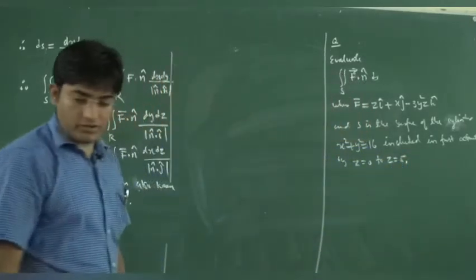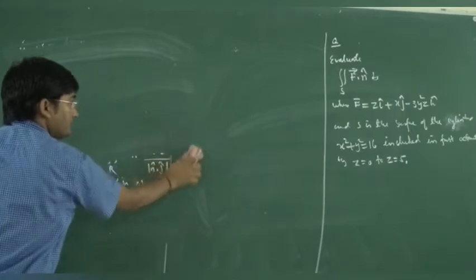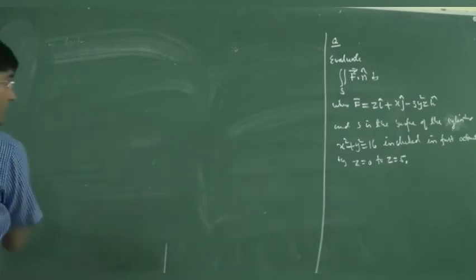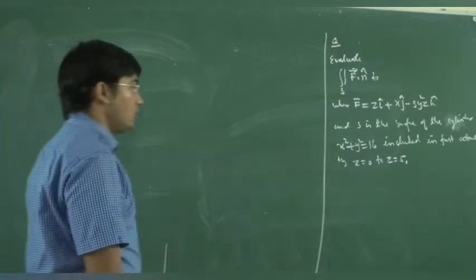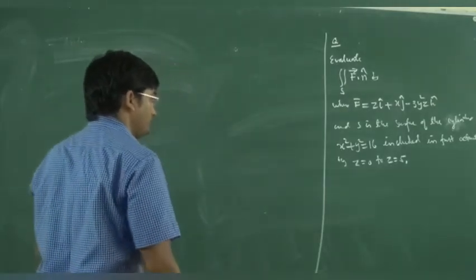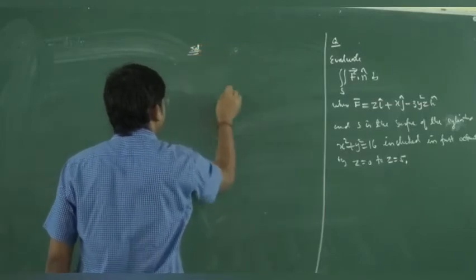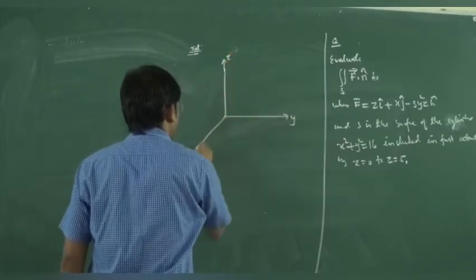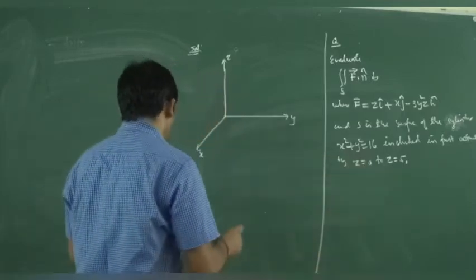So here we have to evaluate this double integral, where your surface S is the surface of the cylinder x squared plus y squared equal to 16 included in the first octant obtained by z equal to 0 to z equal to 5. Okay, now let us draw this cylinder. So solution: say this is your y axis, this is your z axis, and this is your x axis. Now we have the circle in your xy plane, so this will be like this.